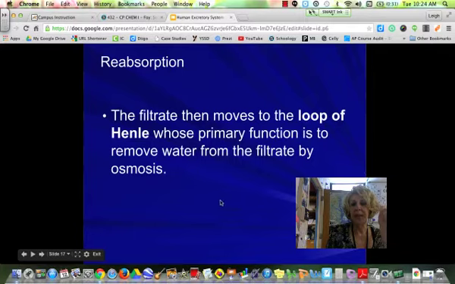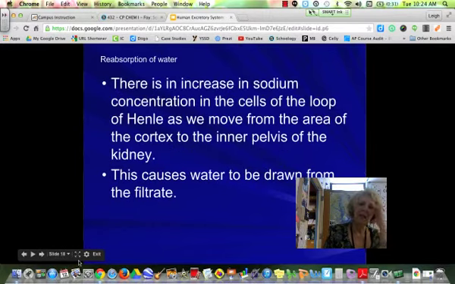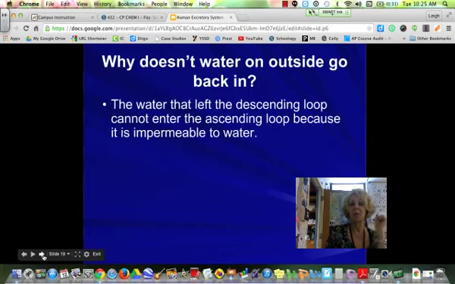The loop of Henle, that big long loop that we saw, is mostly where water gets back into the blood. And the way that water moves is that the kidneys actually pump sodium, and because water follows salt, water is going to move by osmosis back into the blood.